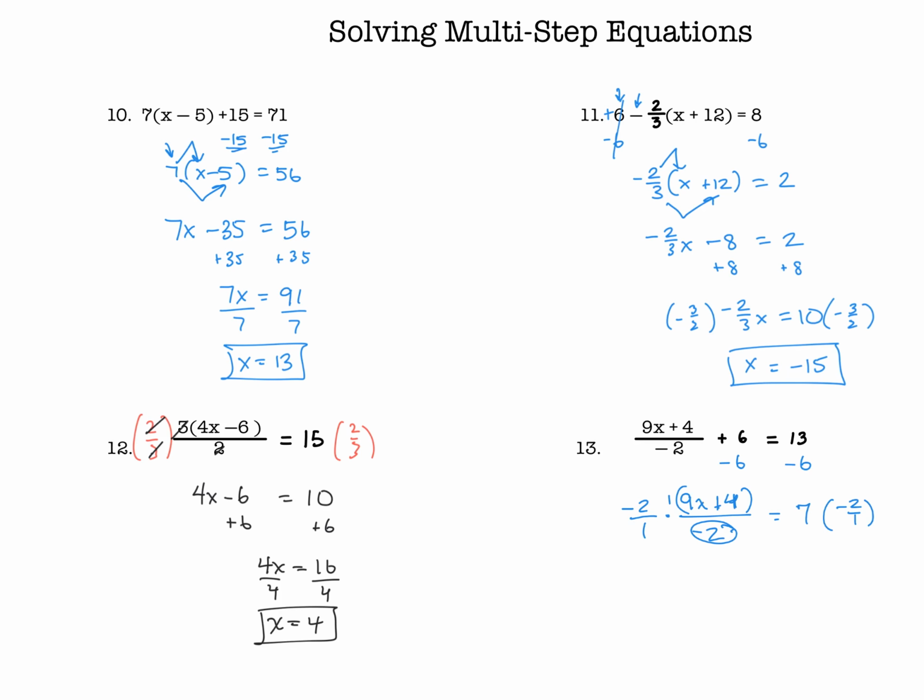Now this whole side, all of this stuff goes away because it all reduces to 1, and I get 9x plus 4 is equivalent to 7 times negative 2, which is negative 14. Then I can continue on from here. I'm back to the two-step part, the beginning process, which is minus 4, and I get 9x is now equivalent to negative 18.